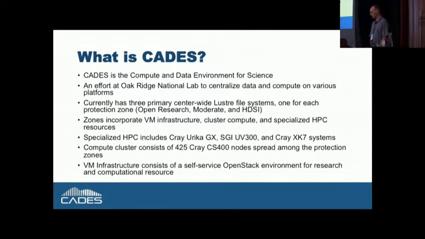The zones incorporate various types of systems. They have VM infrastructure, cluster compute, specialized HPC resources such as Cray Urika-GX, SGI UV300. They've got compute clusters that are Cray CS400, and a self-service OpenStack environment. So they do quite a few things.